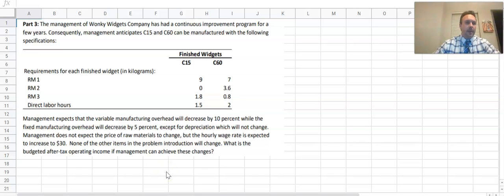Question number 3 states, the management of Wonky Widgets Company has had a continuous improvement program for a few years. Consequently, management anticipates C15 and C60 can be manufactured with the following specifications. Management expects that the variable manufacturing overhead will decrease by 10%, while the fixed manufacturing overhead will decrease by 5%, except for depreciation, which will not change. Management does not expect the price of raw materials to change, but the hourly wage rate is expected to increase to $30. None of the other items in the problem introduction will change. What is the budgeted after-tax operating income if management can achieve these changes?